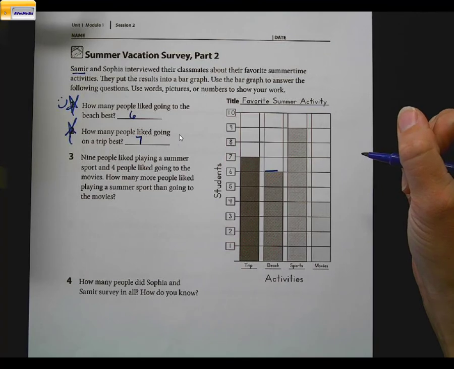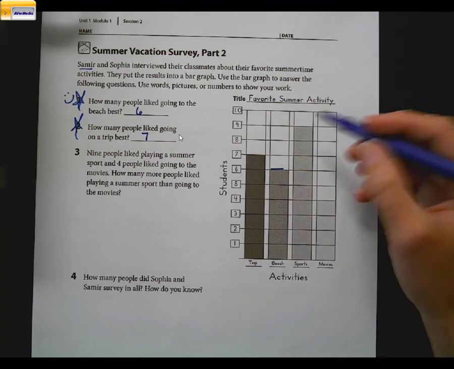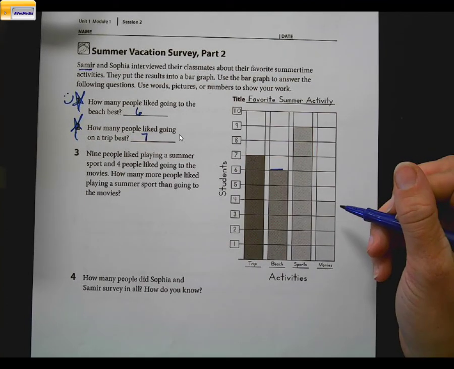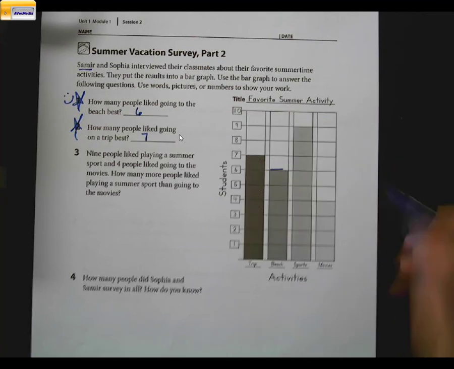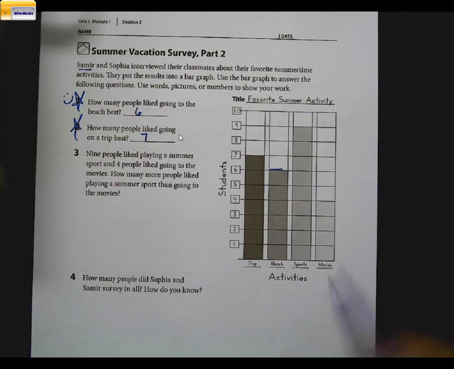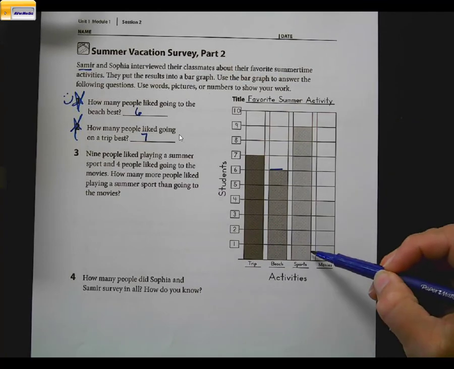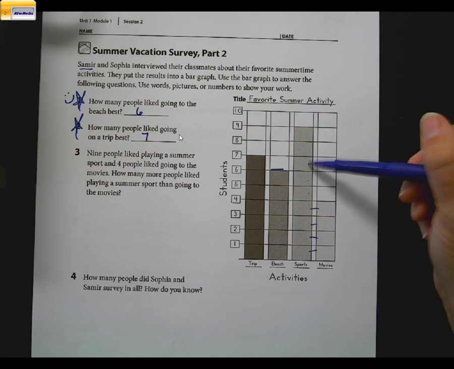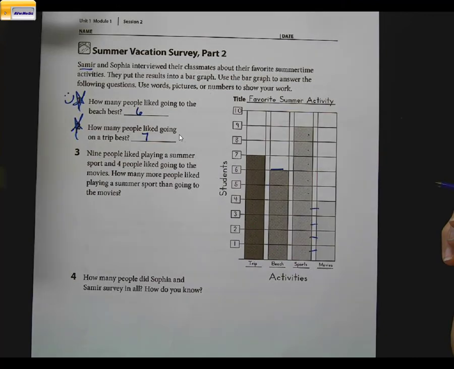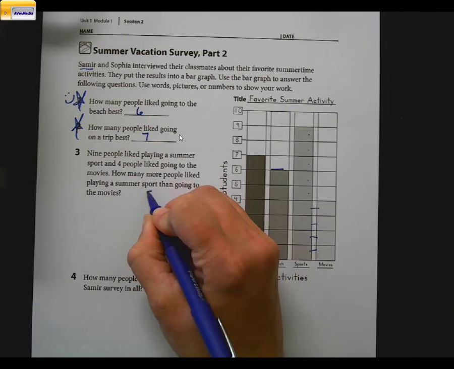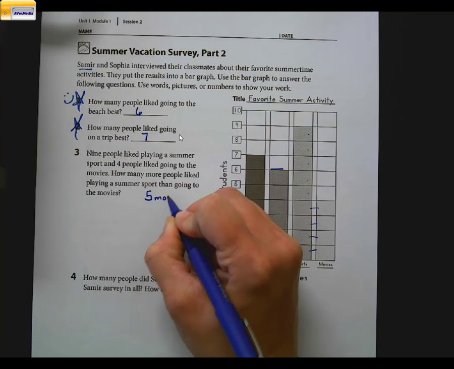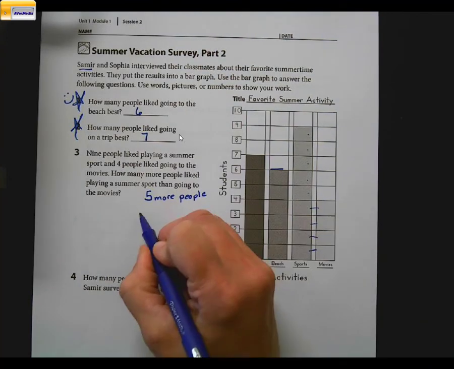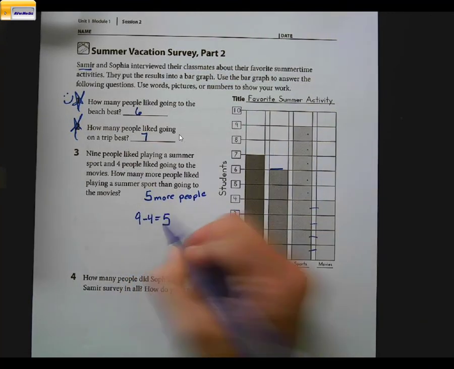Number 3, 9 people liked playing a summer sport, and 4 people liked going to the movies. How many more people liked playing a summer sport than going to the movies? So for this one, I'm looking at the sports and the movies, and I'm going to compare them. So I notice that 1, 2, 3, 4 are the same, but then I notice that there are 1, 2, 3, 4, 5 more people that voted for sports. So the answer would be 5 more people. You also could have made this a subtraction sentence by going 9 minus 4 equals 5.